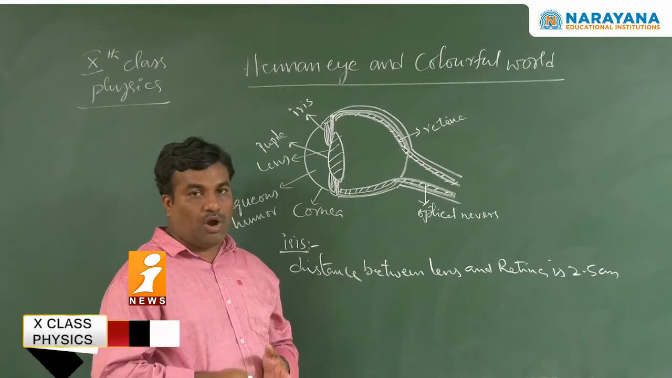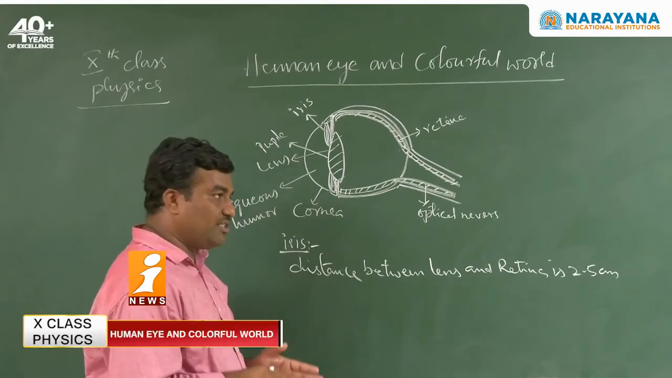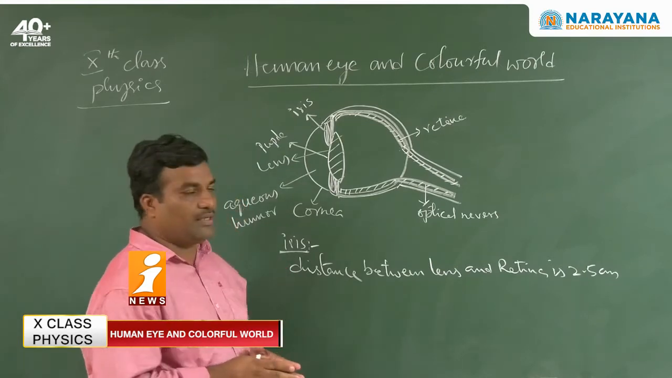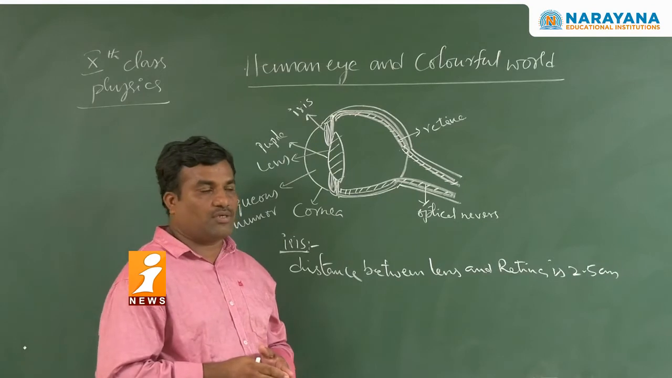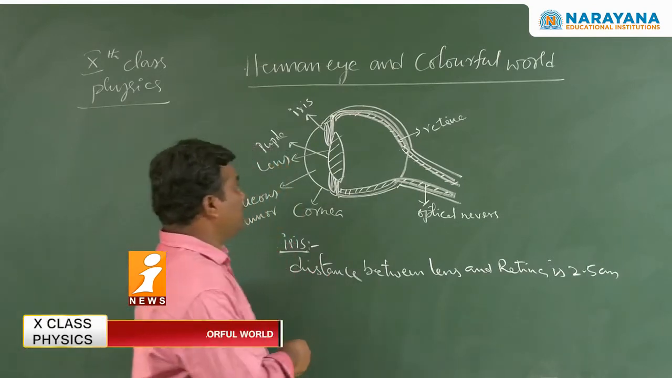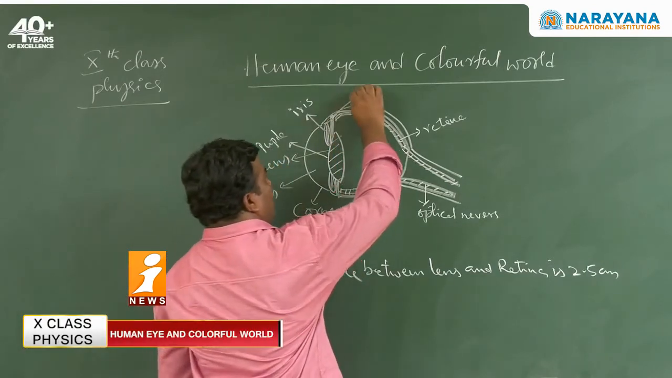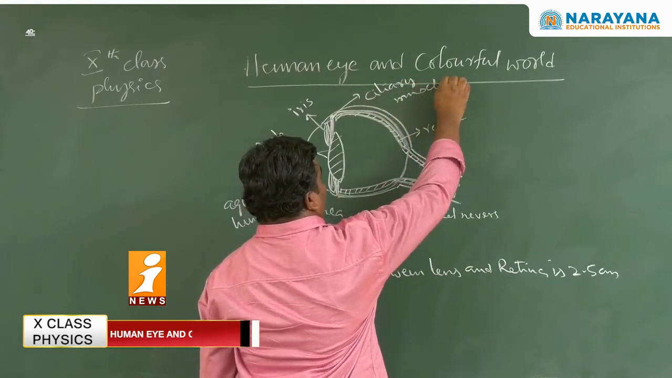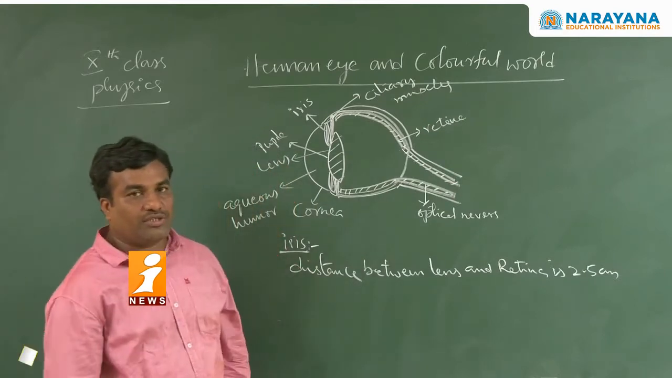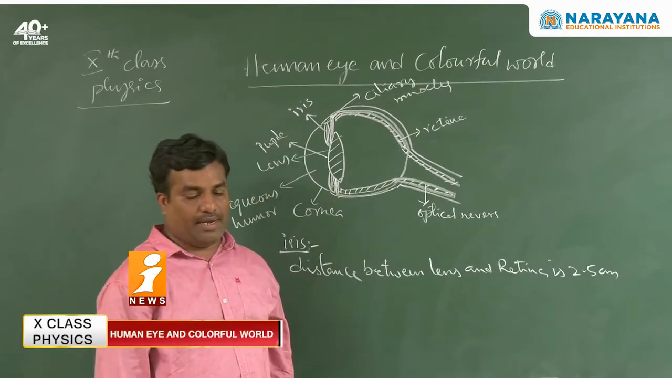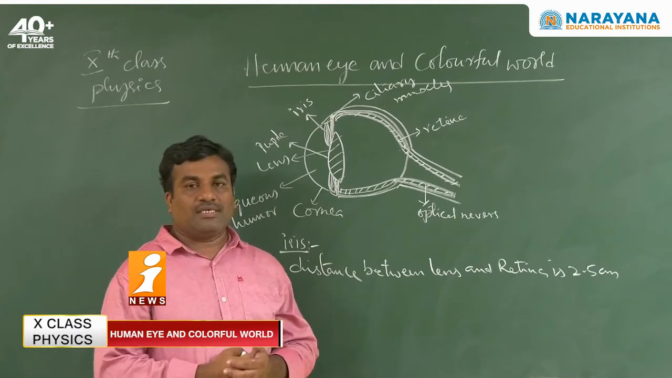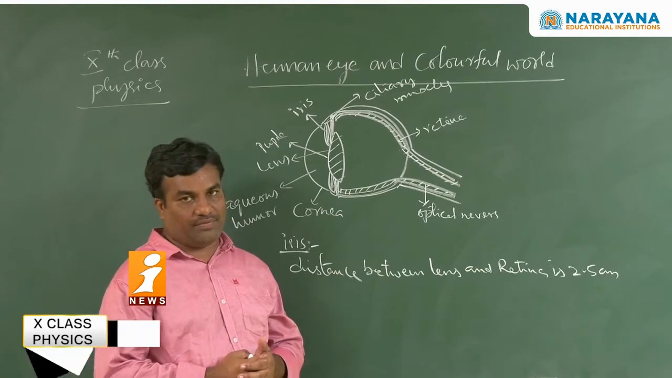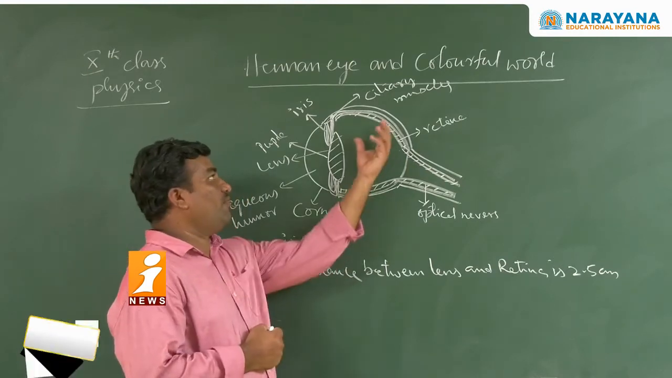How is it possible? How can the eye lens change its focal length? Here we use another concept: the ciliary muscles. The ciliary muscles play the main role in changing the focal length of the eye lens. So ciliary muscles help to change the eye lens focal length. How do they change the focal length?